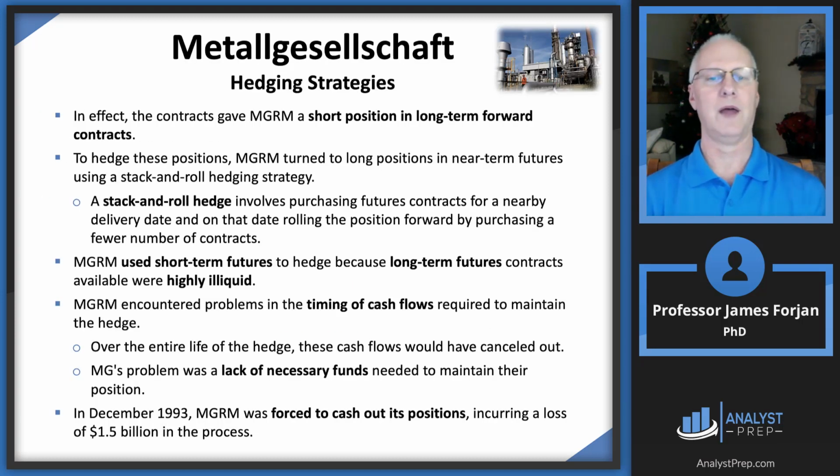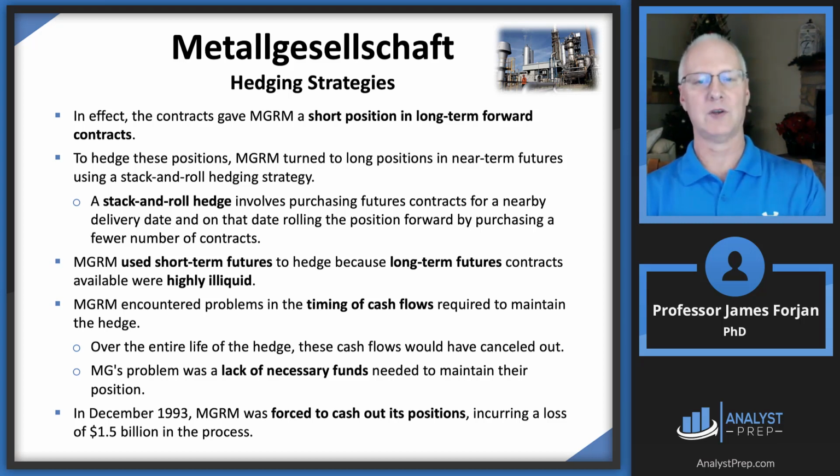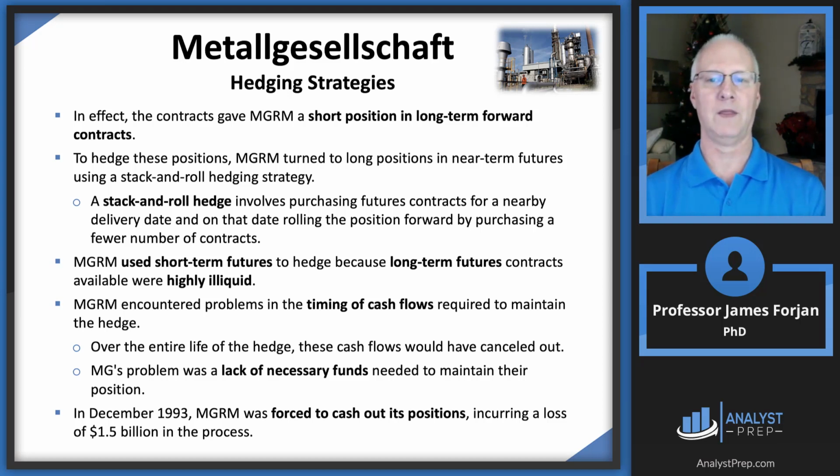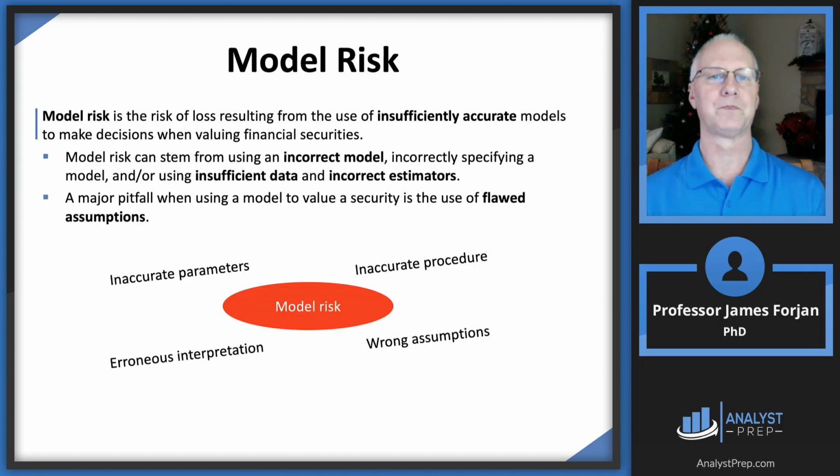And so as long as the futures price was above the spot price, what does that mean? It means that somebody's willing to pay for storage, right? That's the cash and carry model in the futures market. But if the futures price goes below the spot price, that's called contango, and then there's a big problem. And that's what really caused MG's losses.